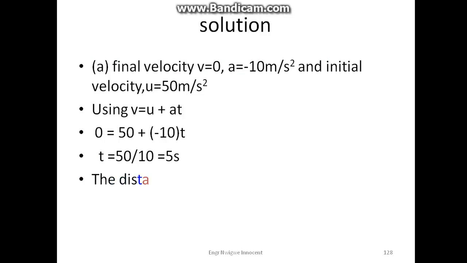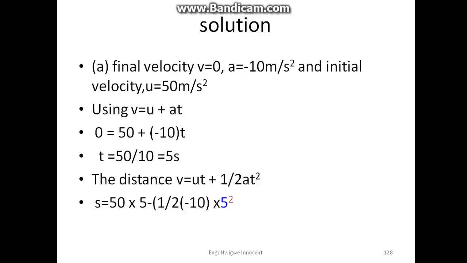The distance s is equal to ut plus half at squared. Therefore, the distance s is equal to 50 times 5 minus half in bracket minus 10 times 5 raised to power 2, which now gives us 125 m.